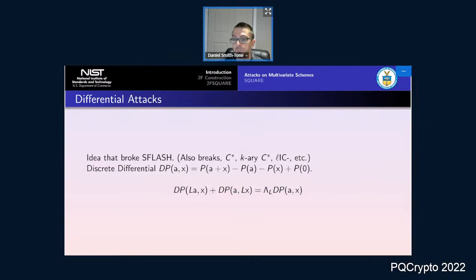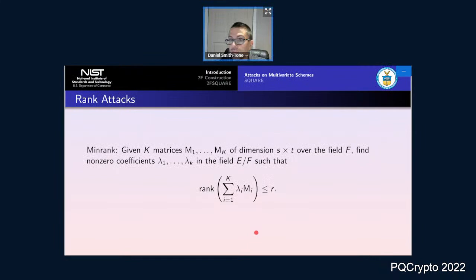Okay, and then rank attacks. There are various flavors of rank attacks. They could be high rank and low rank, but usually we're more concerned about MinRank attacks, and they have this flavor, and Magali already spoke about this in the first talk of the session. You have a bunch of matrices, and you're looking for a linear combination over some extension field of the field containing the coefficients of the matrices, so that the thing is low rank. This is the general form of this. Most often we're using E equal to F, so it's a degree one extension. But for big field schemes, often you're using a higher degree extension.